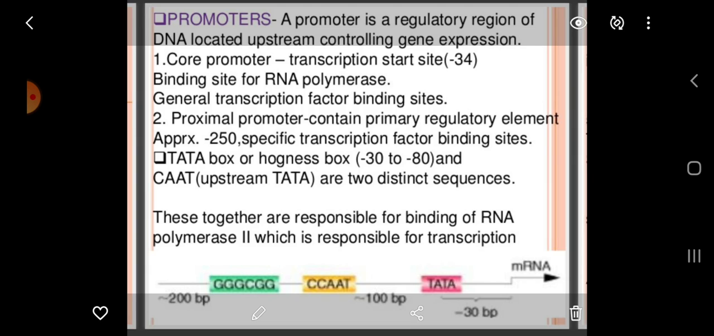These together are responsible for binding of RNA polymerase II, which is responsible for transcription. Here you can see around 200 base pairs. Then you have got the green guanosine box. Then you have got the yellow CCAAT box. Then you have 100 base pairs. Then you have got the TATA, and then you go upstream, -30 base pairs, and then the messenger RNA continues.